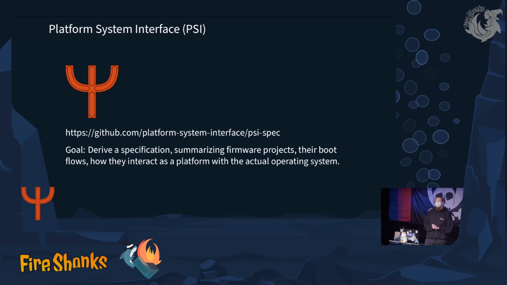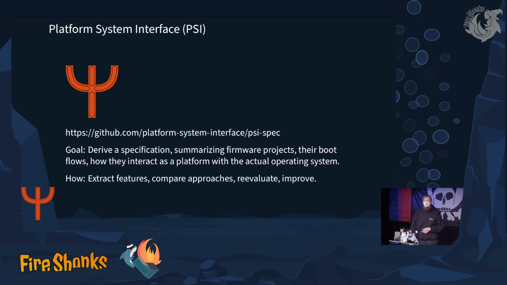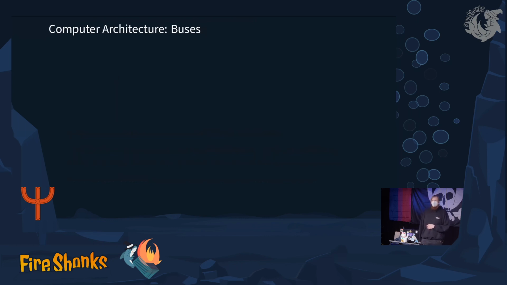The idea is to create a specification, which is this PSI spec GitHub repository on the GitHub org, and the idea is to maybe find some different firmware projects and look at how their boot flows look, how they interact with the operating system. And how would I do that? Well, I have to look at all of the features that exist. I want to extract them, I want to compare them, and maybe evaluate and maybe even improve them. Maybe we can find some more useful designs.